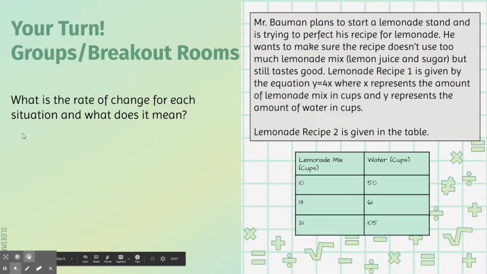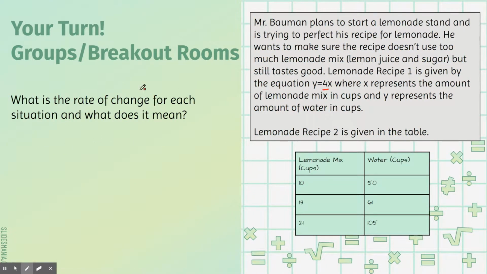Okay, so the next one says, well, what does the rate of change mean for this equation? Well, for this equation, the rate of change is the ratio between water and lemonade, or the water per lemonade mix. Think about it if we looked at it this way. K equals y over x. We know that y represents water, and x represents lemonade mix. So it's the water per lemonade mix for our rate of change.